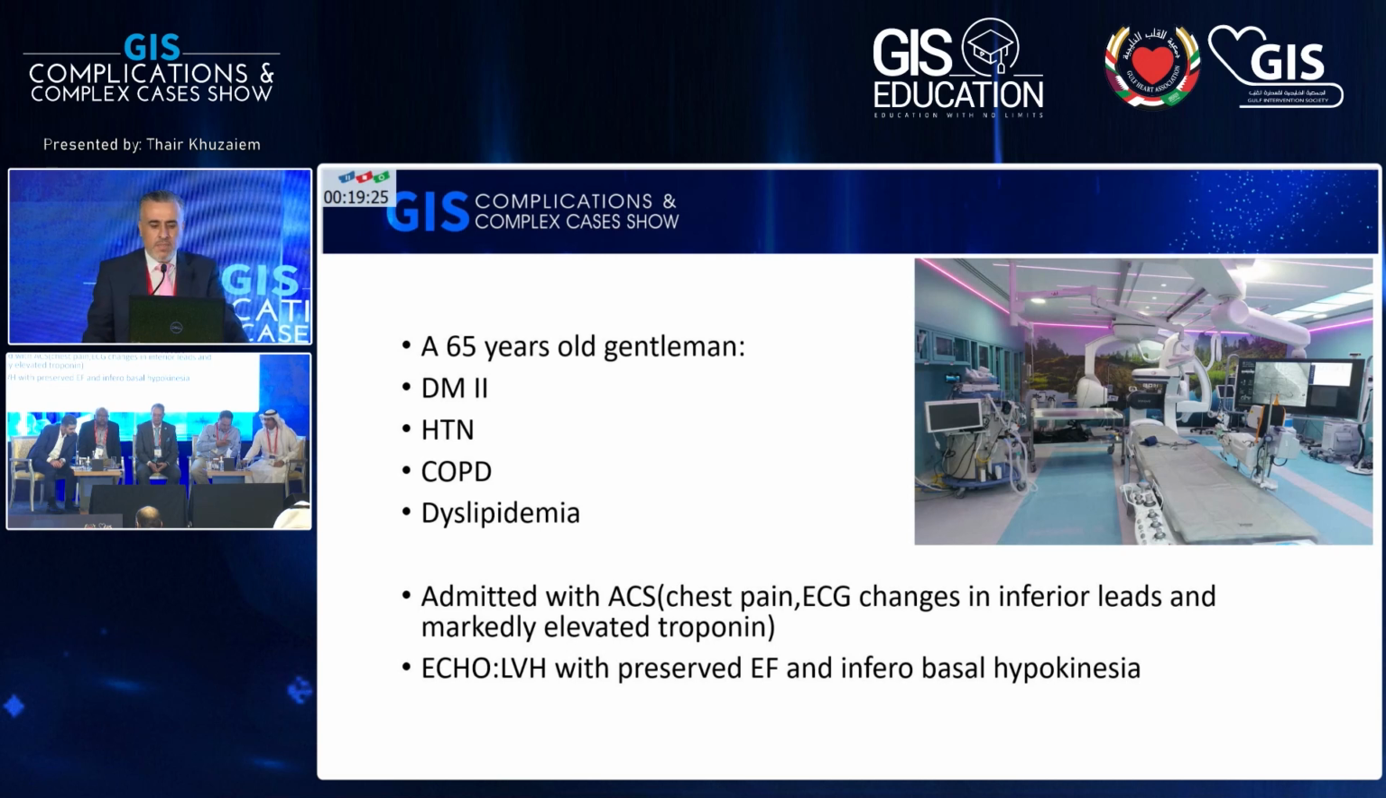So my patient was a 65-year-old gentleman. He was diabetic, hypertensive, and he has COPD and dyslipidemia. Admitted in Fujairah Hospital with acute coronary syndrome. He has chest pain, ECG changes in the inferior leads, and there is marked elevation in the troponin. We did an echo for him. The patient was admitted at night, and the echo at the time of presentation showed only LVH with a preserved ejection fraction, and there is some inferior-basal hypokinesia.